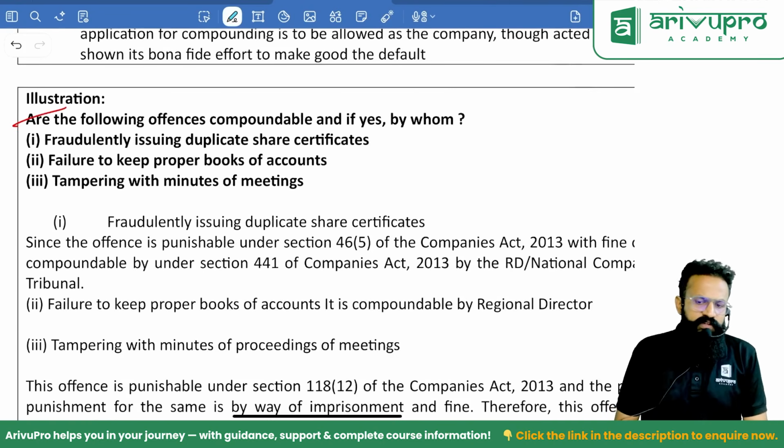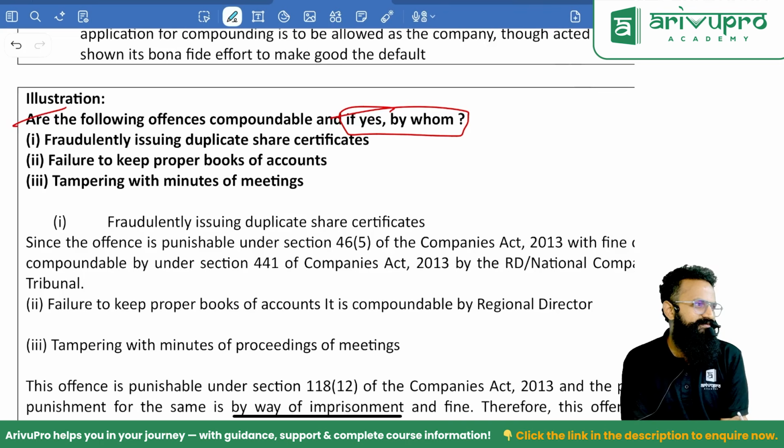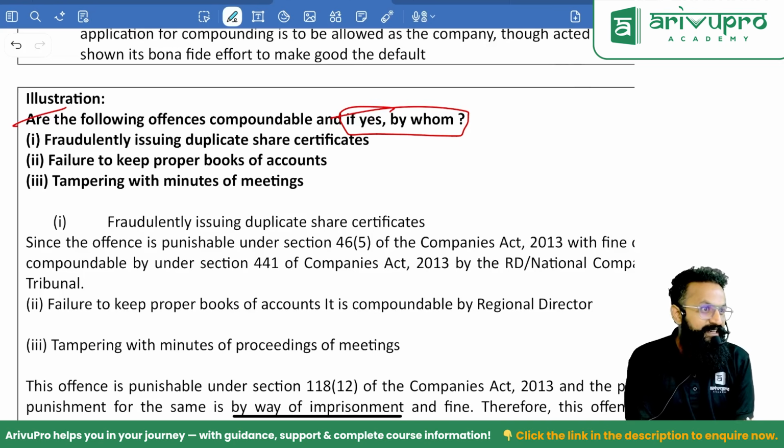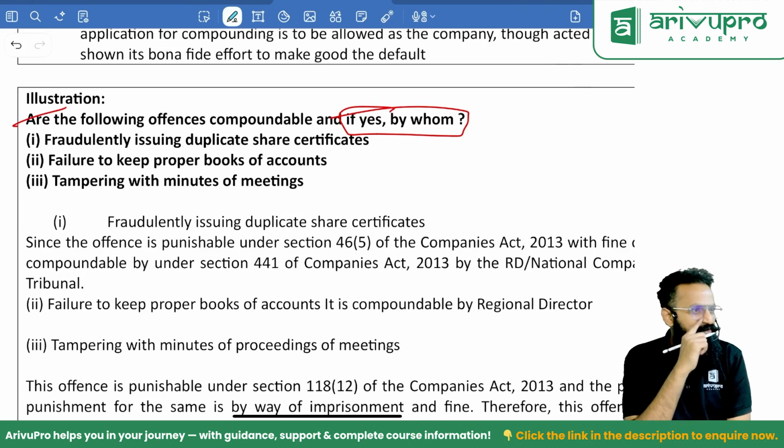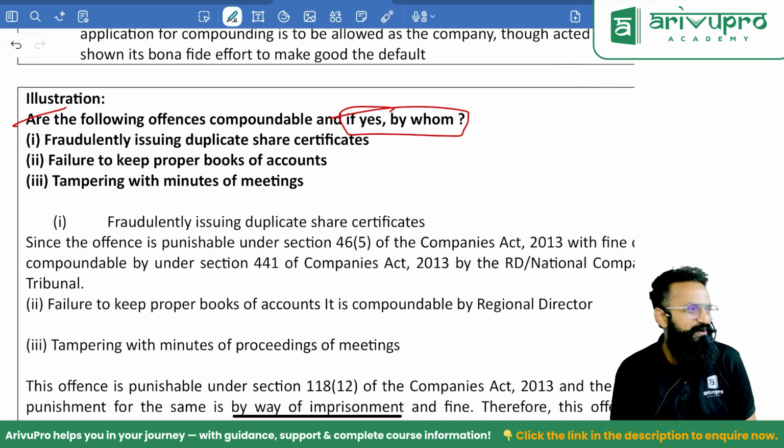Are the following offences compoundable? And if yes, meaning what, people? If I have to write RD or tribunal, I need to know the penalty. So, tribunal has the power to take up both. From an exam point of view, you need to write specifically: up to 25 lakh, it will go to RD. Practically, yes, tribunal can take both. That's why I'm telling you from exam point of view.